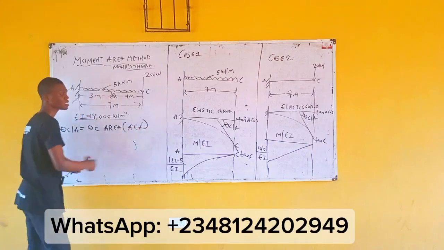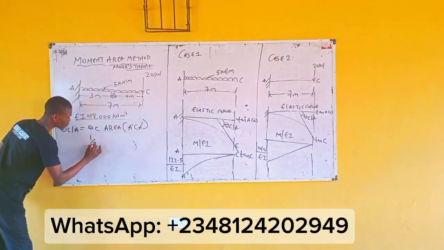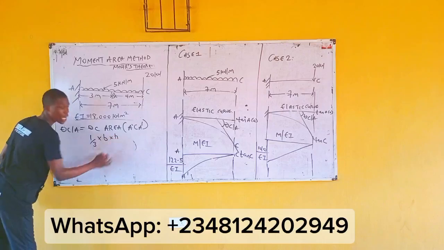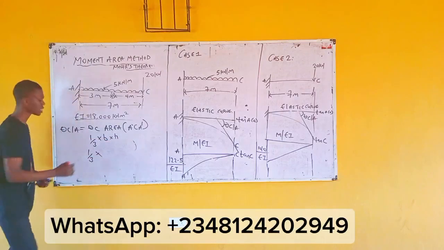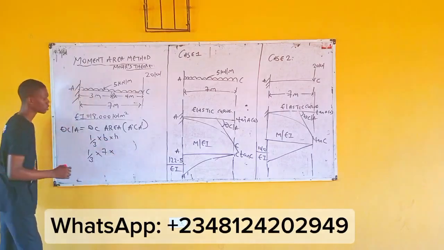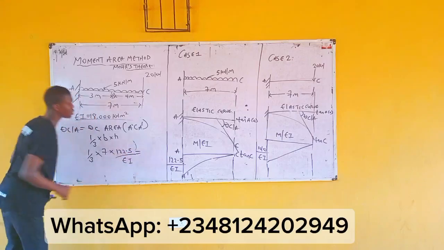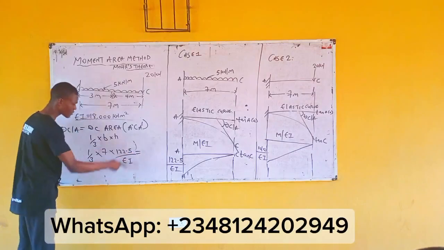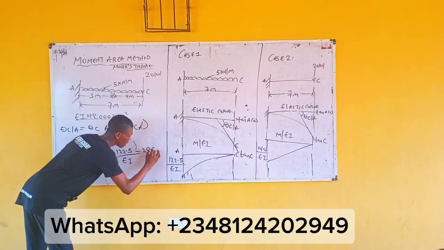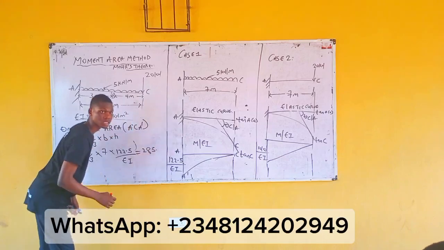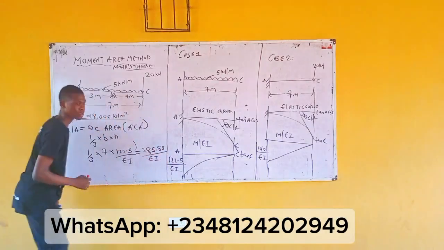Now check. What is the formula for the area of A C A prime? That's 1 over 3 times breadth times height. Now identify. What's your breadth there? 7. What's your height? 122.5 divided by EI. Input this in your calculator. What do you have? 122.5 times 7 divided by 3. What do you have? 285.83 divided by EI.